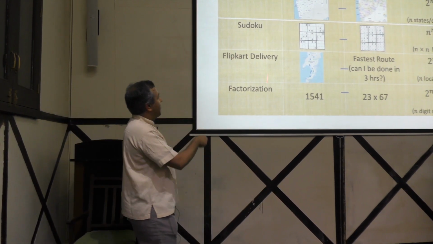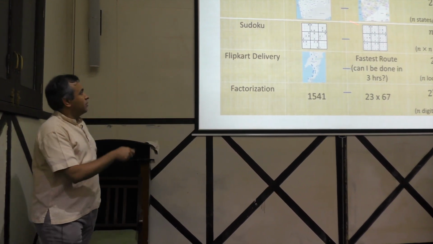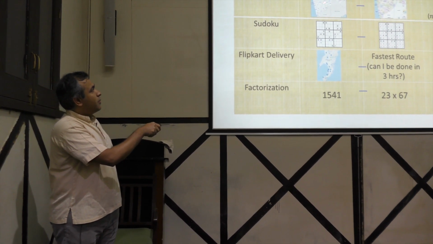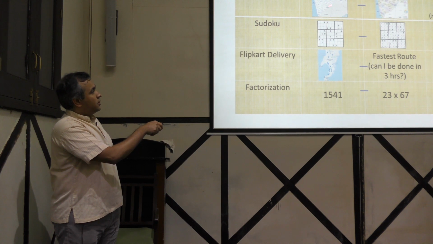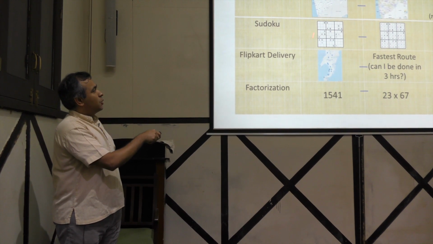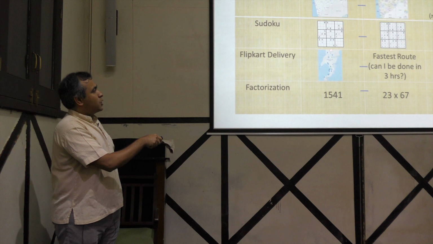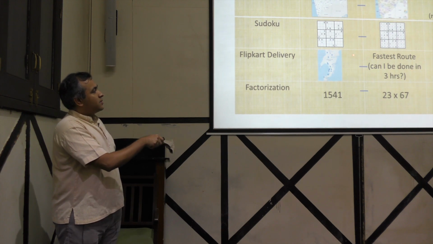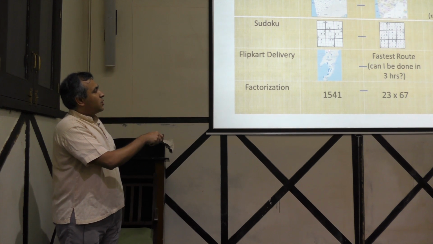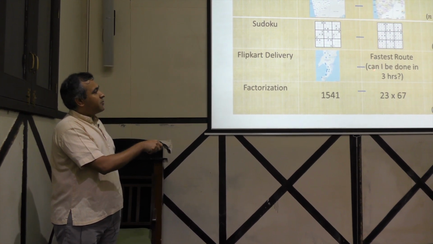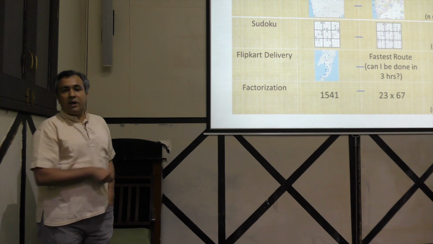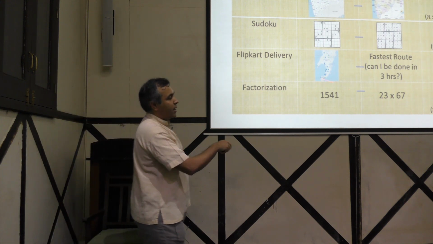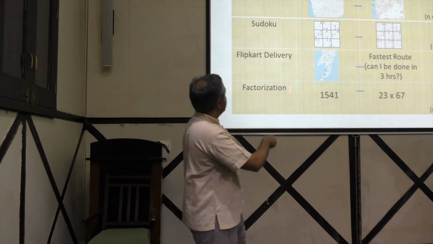These 4 problems are going to have some feature in common. Recall each of these problems. Map coloring: you're given a map and you want to color it so that no 2 adjacent districts have the same color. Sudoku: you have this puzzle and you want to fill it. Flipkart: you're given a set of locations and you want to find out whether you can find a route that can be done in a particular amount of time or not. And factorization: you're given a large number and you want to break it down into its component parts.